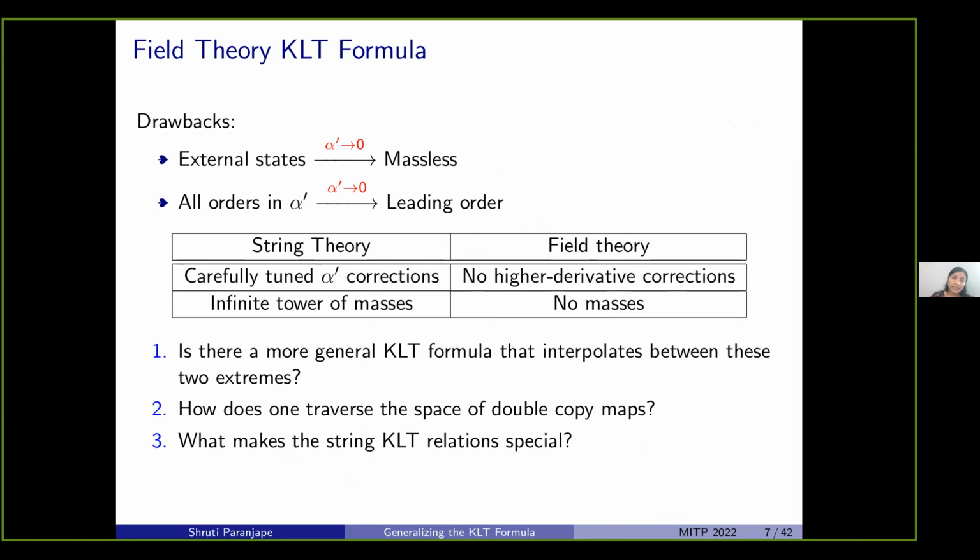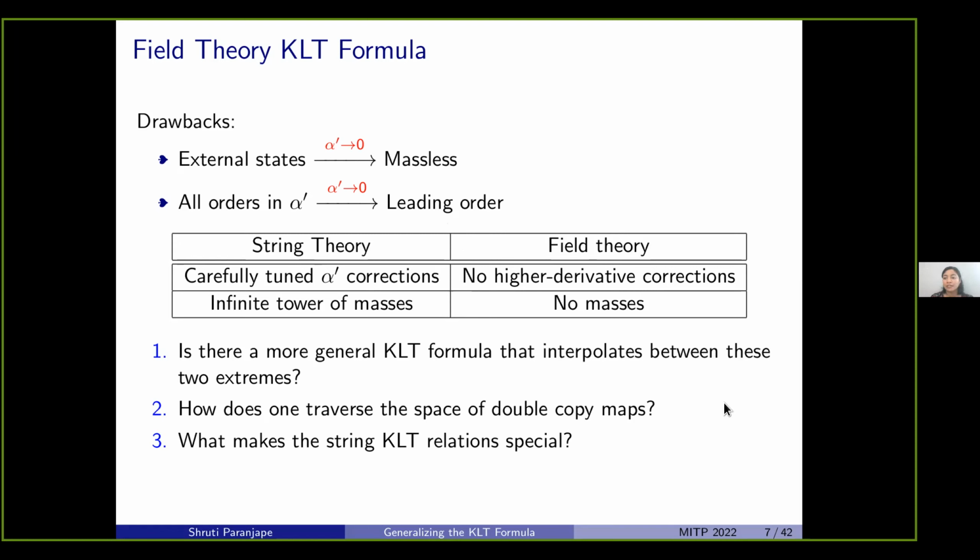The second is that you had an answer that was true to all orders in alpha prime. And of course, when you take the alpha prime goes to 0 limit, you only have leading order. So you have this situation where in field theory, you have no higher derivative corrections and no masses. Whereas in string theory, you have very carefully tuned alpha prime corrections, so not the most general ones, and an infinite tower of masses. And really what I'm interested in is the in-between region, right?